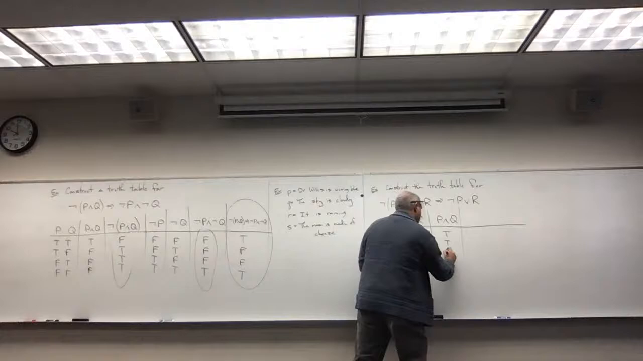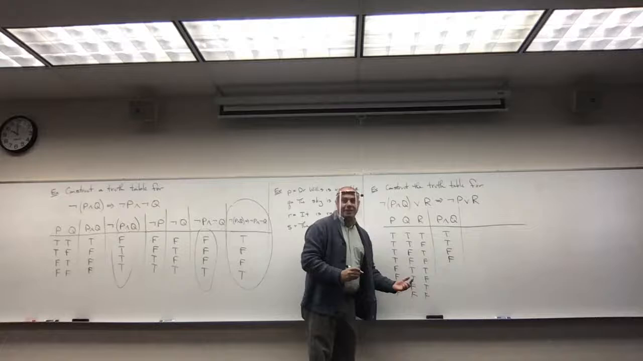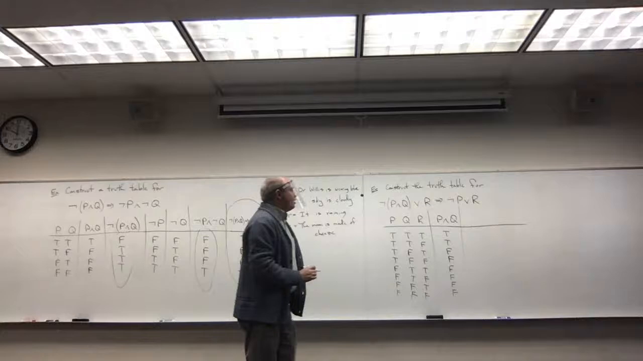True and false is false. False and true is false. And in fact, everything else is going to be false because there's a false in. Okay, so we've got four more. False, false, false, false. Okay, then what would we do next?